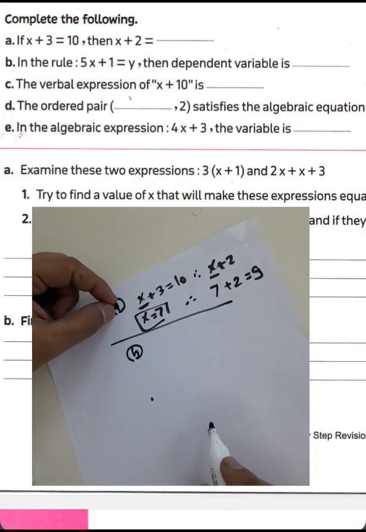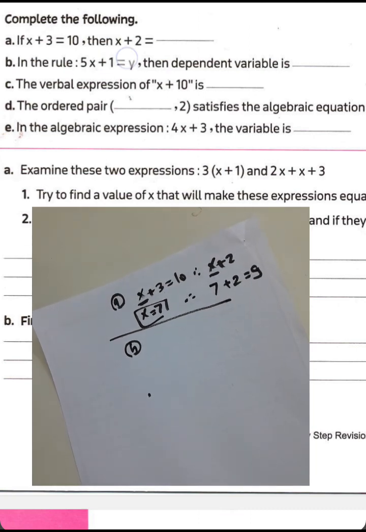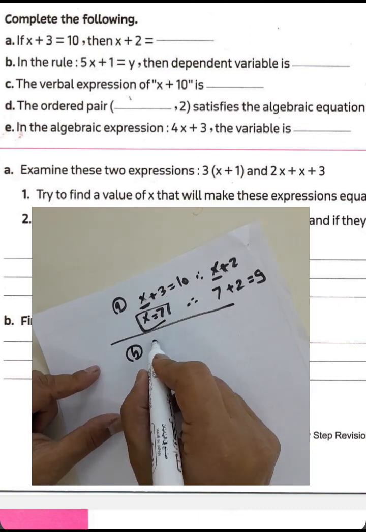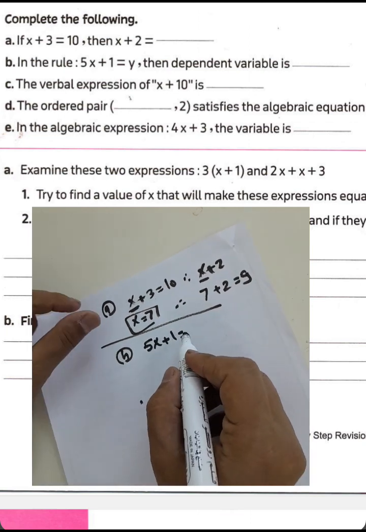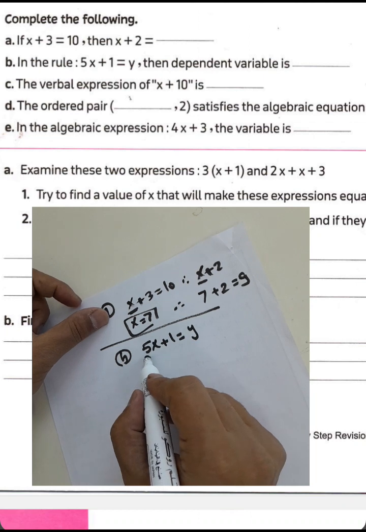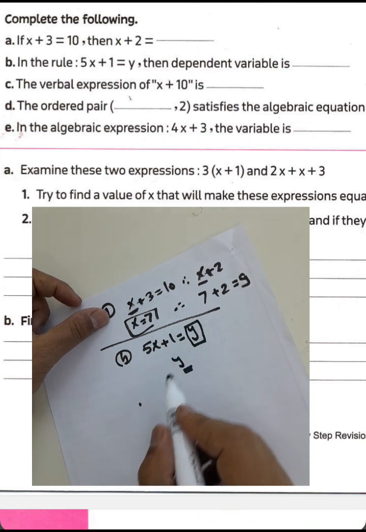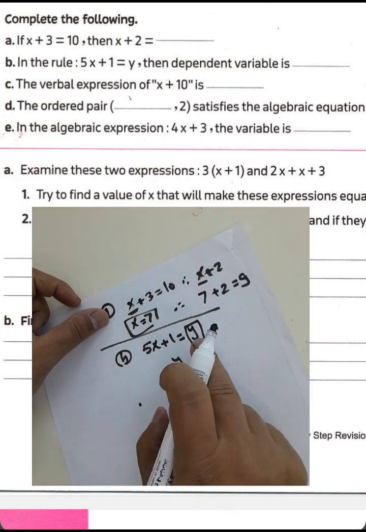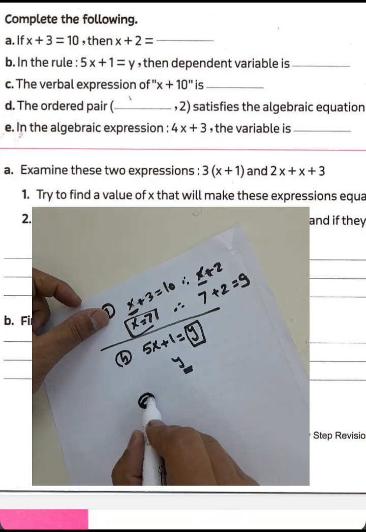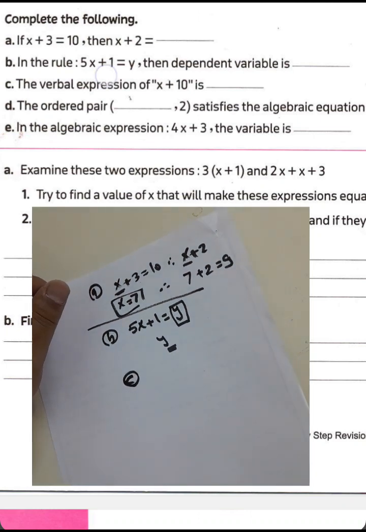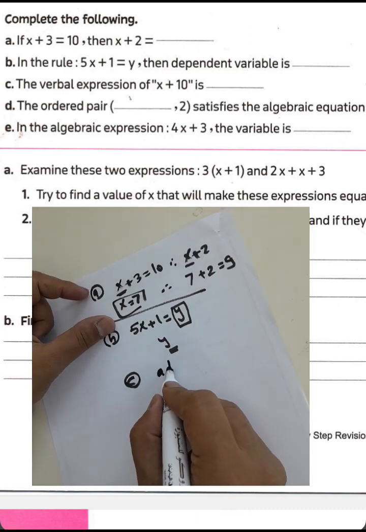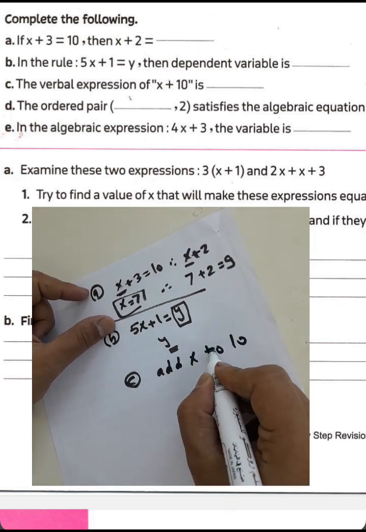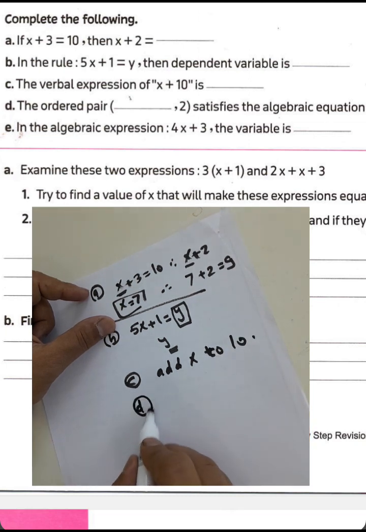Question letter B. In the rule 5x plus 1 equals y, the dependent variable here: he asked about the dependent, it will be y. Y we call dependent, but x here is independent. Y depends on x, then x is independent, and y we call dependent. Question letter C. The variable expression x added to 10. We can write here x added to 10 or add x to 10. Add x to 10.